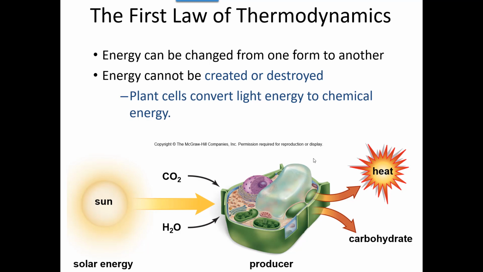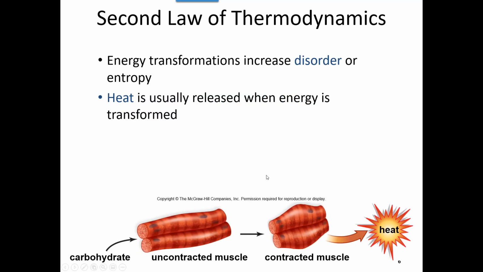The second law of thermodynamics is that as we go from one form of energy to the next, we do increase disorder. And so disorder, also known as entropy, happens. Things are just not as organized as we go from one form to the next. And when we do go from one form to the next and we create this disorder, heat is usually released when that energy is transformed.